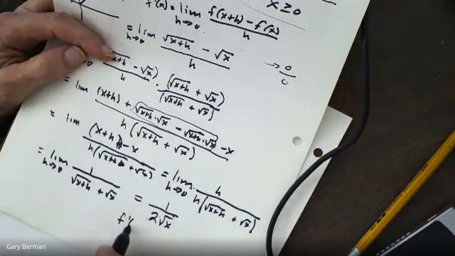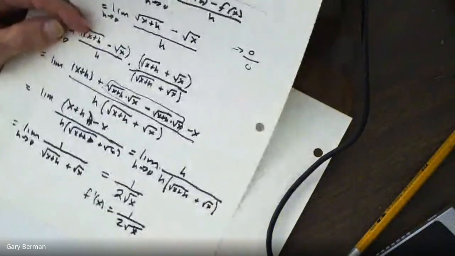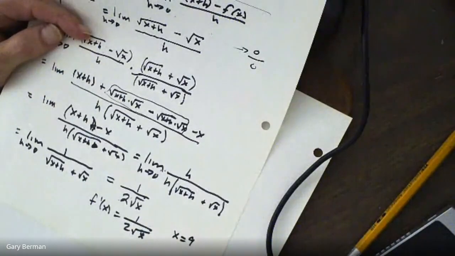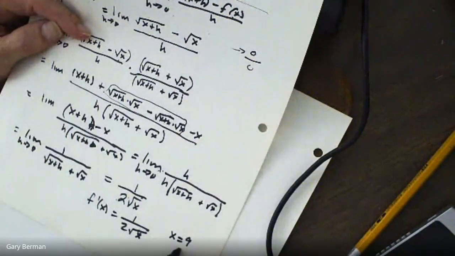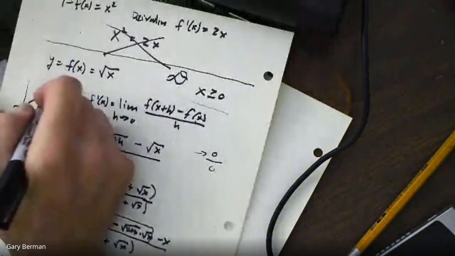Write it that way. So, for example, at the point x equals 9 on the curve, what's the slope of the tangent line? Well, the square root of 9 is 3, so it would be 1 over 2 times 3. It would be 1/6 as the slope of the curve. And up here on the picture, it would look something like that, the tangent line.